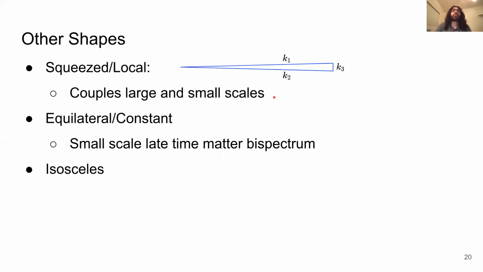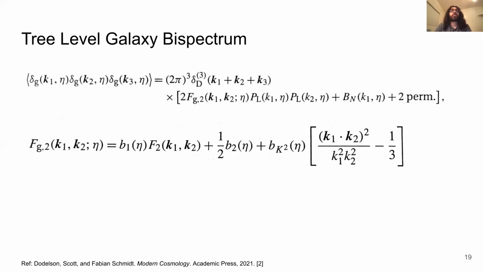But for the galaxy bispectrum, we have something called a bias. What that is, is the ratio between the galaxy densities and the matter densities. And when you introduce this bias, it has the effect of changing the kernel that we use. So we have to use a special galaxy kernel. And we add this extra noise term to the bispectrum, B sub n. And this bias is also kind of complicated and nonlinear. And so it really complicates things.